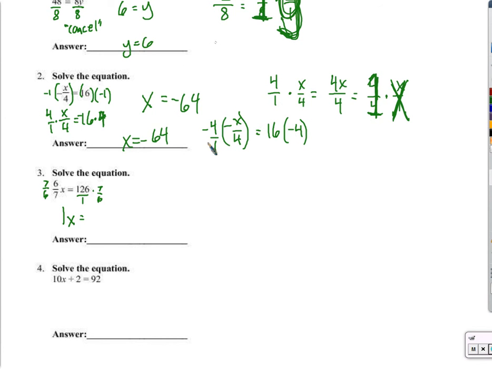From all of this discussion, it should be easy to believe that I can justify rewriting this product of fractions as this product of fractions. 126 divided by 6 is 21. Times 7 is 147.